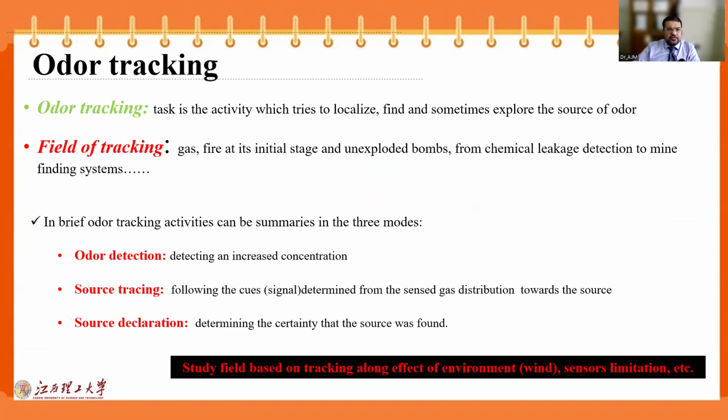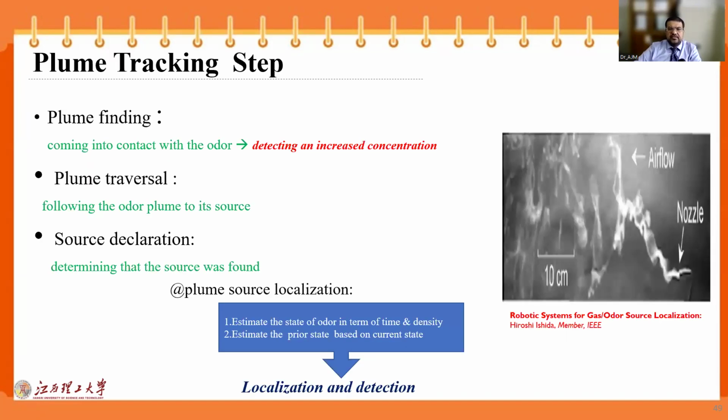The stages for odor tracking can be in three parts. One can be odor detection. Second can be source tracing, which is to follow the cues, and then source declaration, which is going and saying, okay, the source is here. And then for plume tracking, it comes to detecting an increased concentration of the gas. It can follow the odor and follow the movement of the odor.